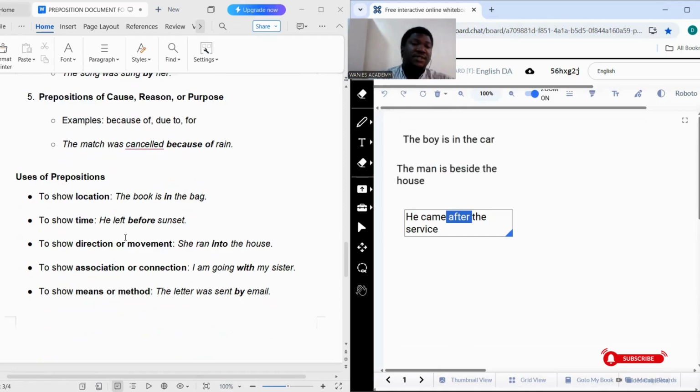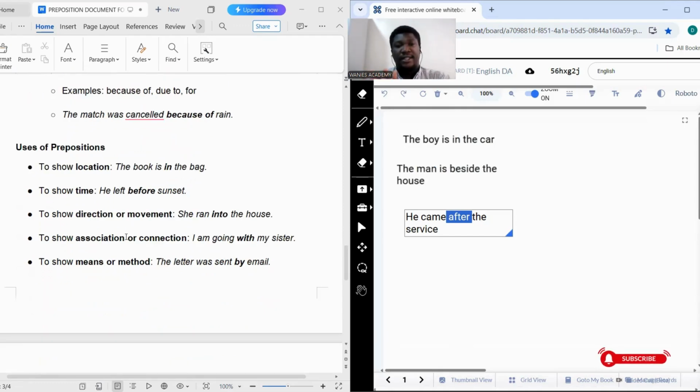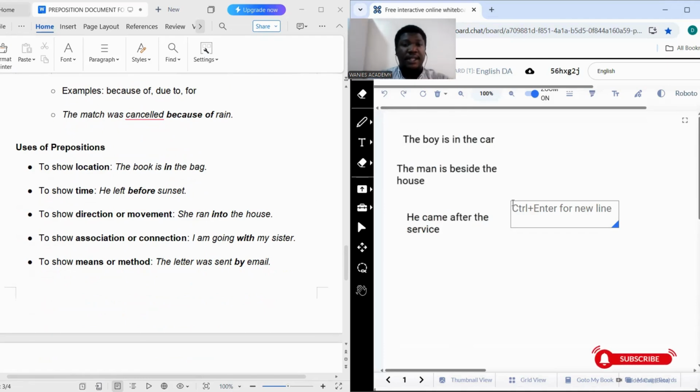Now let's look at some of the uses of preposition. Just like we have earlier stated, the first is to show location. The book is in the bag, which tells us that the location of the book is inside the bag. It shows us time. He left before sunset. He left in the morning. He left after the rain fell. This shows us the time when something happens and how it connects the noun with other aspects of the sentence.